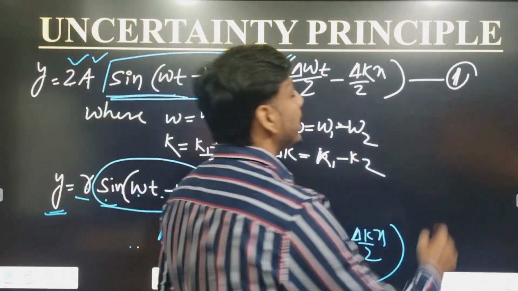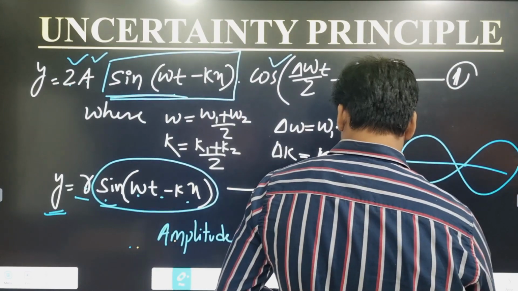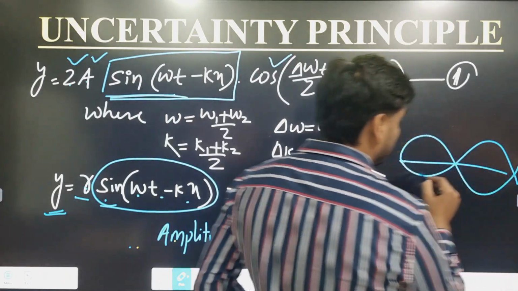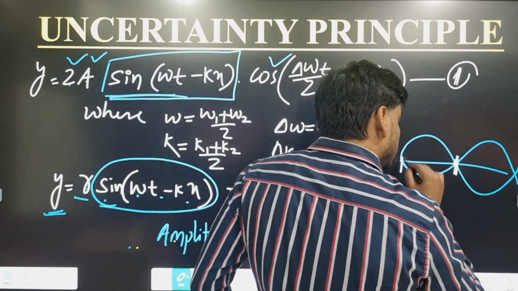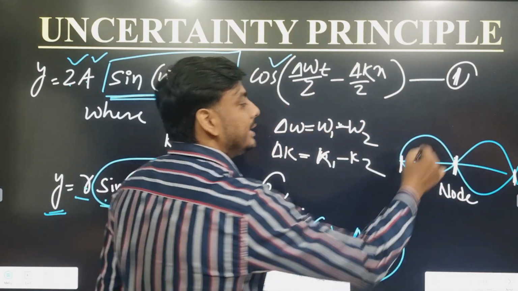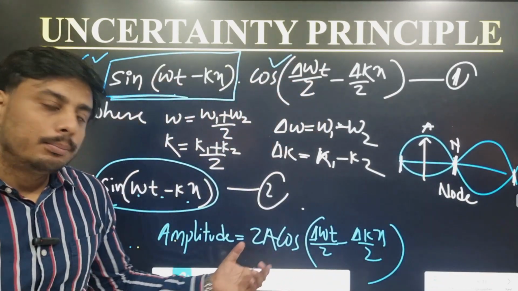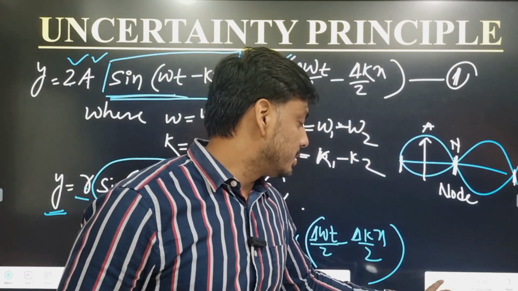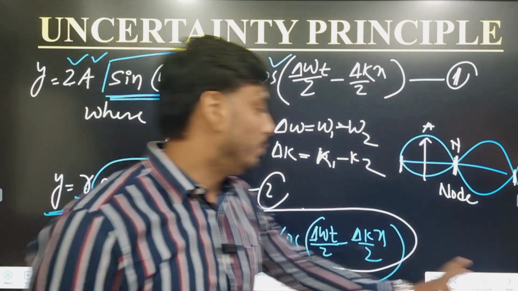So do you remember node and antinode? Node is this point. Node means where the amplitude is 0. Antinode means where the amplitude is maximum. So at a node, the amplitude of the resultant wave must be 0. So we have to use that condition. Here this is the amplitude, and we have to use that this must be equal to 0.